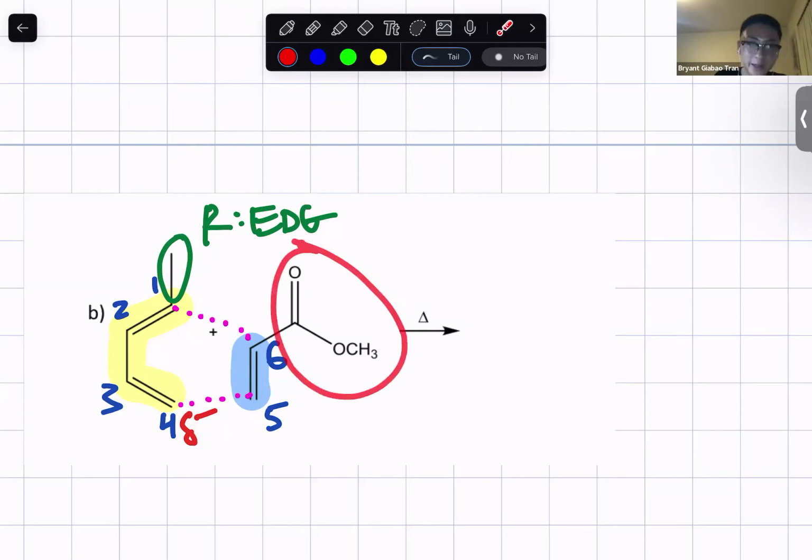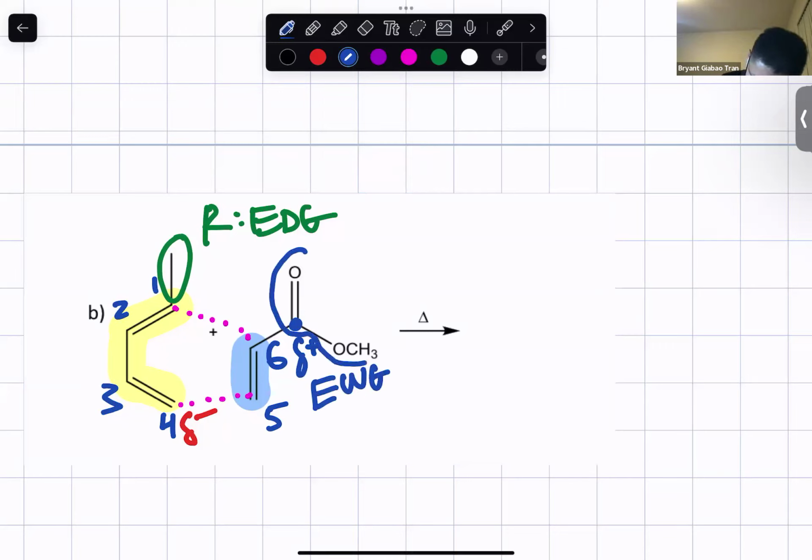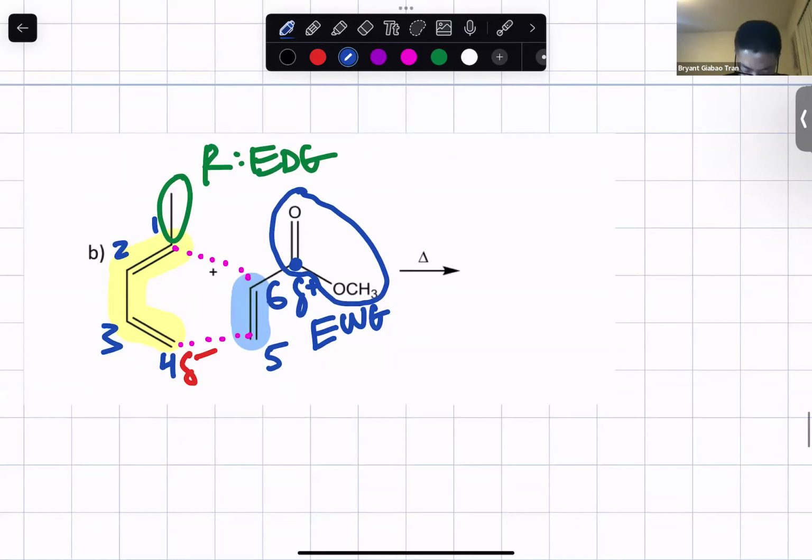What is this group here attached to the dienophile? What is the very first atom directly attached to the dienophile? Are you talking about, is that the EWG? Yeah, right. Because the very first atom attached to the dienophile is that carbonyl carbon that is partially positive. And because that is partially positive, this whole thing here is the EWG. Right. Nice. Okay.